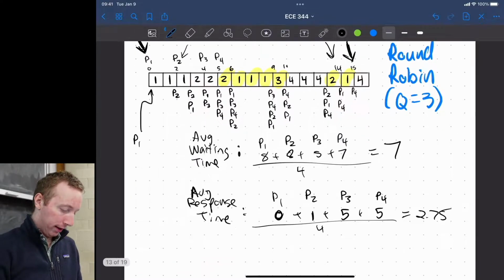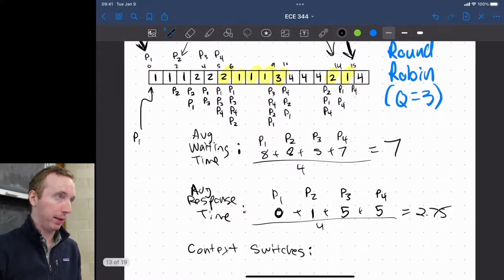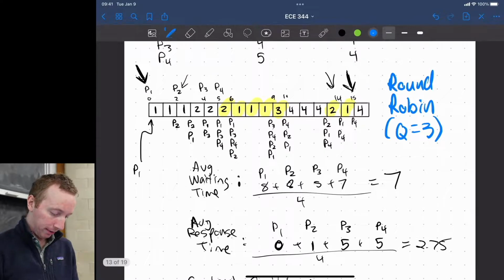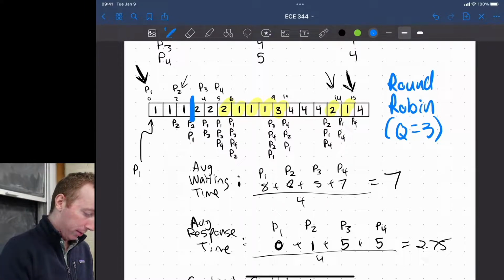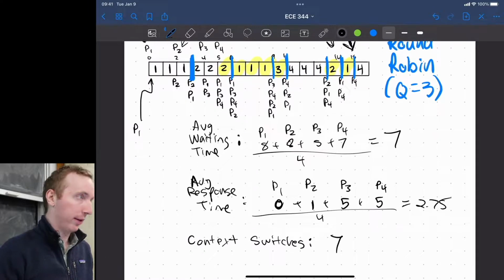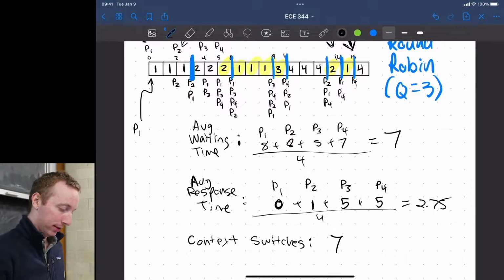And then the other metric we might want to keep track of is the number of context switches. So that's only when we change between processes. So if we count the number of context switches, there's going to be 1 here between process 1 and 2. So 1, 2, 3, 4, 5, 6, 7. So there are 7 context switches. All good? Everything makes sense? Cool.